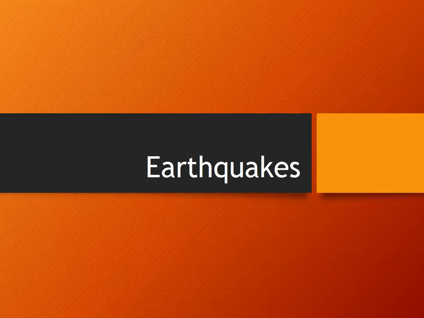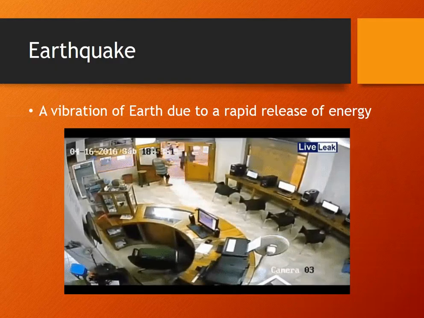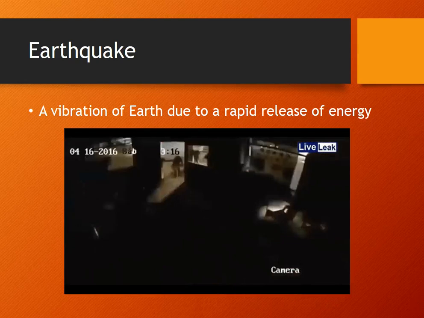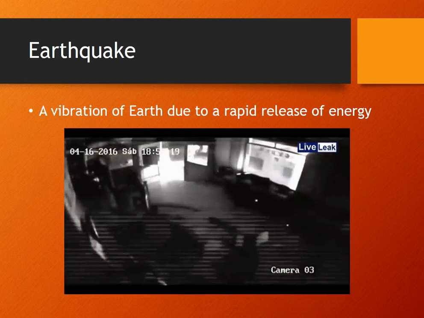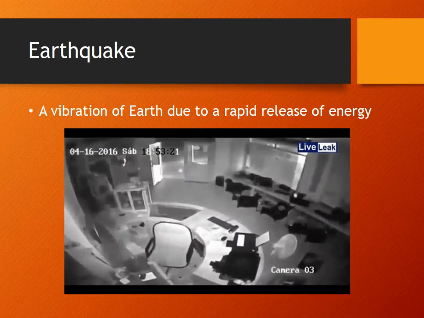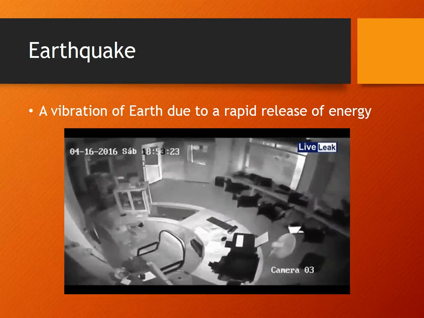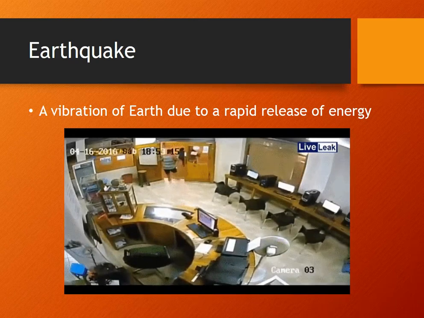Earthquakes are one of the most dangerous geologic hazards. What is an earthquake? It's simply a vibration of Earth due to a rapid release of energy. Most of the time, this rapid release of energy happens along faults, but that's not the only place.